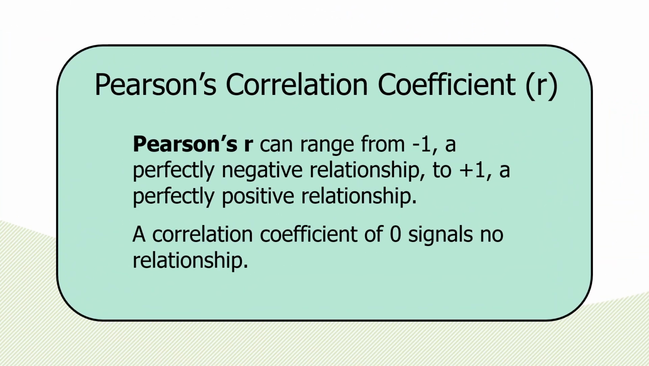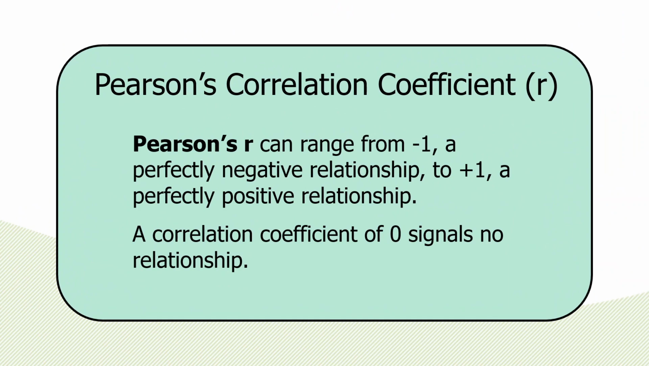As you probably know, Pearson's r can range from -1, which would be a perfectly negative relationship between two variables, to +1, which is a perfectly positive relationship between two variables. A correlation coefficient near 0 signals no relationship. As you change the independent variable, you're not changing the dependent variable.